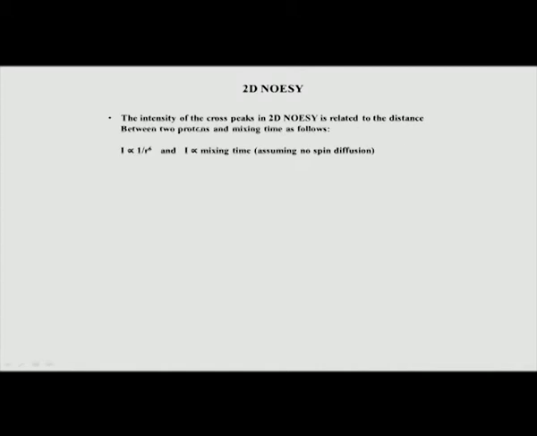So, as I said in the last slide, the intensity of the cross peaks in 2D NOESY is related to the distance between 2 protons as well as the mixing time. We will see the effect of mixing time a little bit later. Let us look at how the intensity varies with the distance between protons.